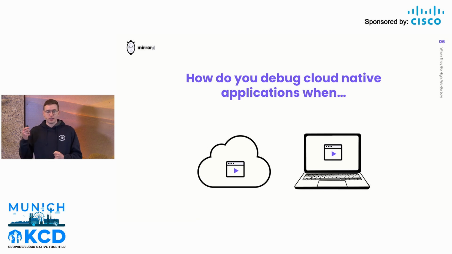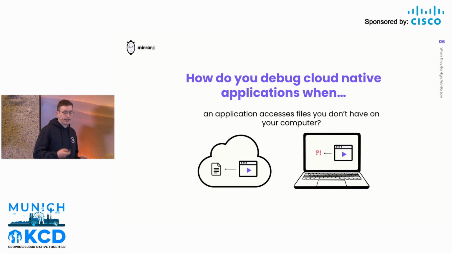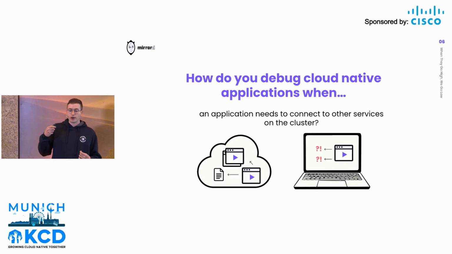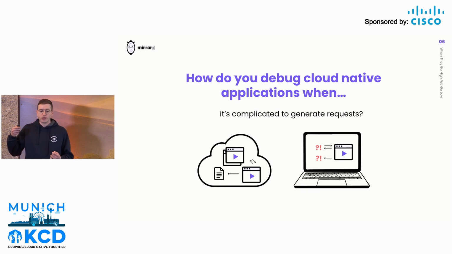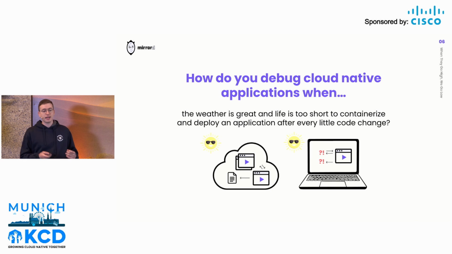But how do you run your cloud-native application while developing when the application, for example, accesses files that only exist inside the Kubernetes cluster, or when it uses other services in the cluster over IP, or when you need other services to generate requests to that application in order to test it meaningfully? And besides, running your code often is good, and you might not want to spend time containerizing and deploying your application after every little code change that you want to test out.